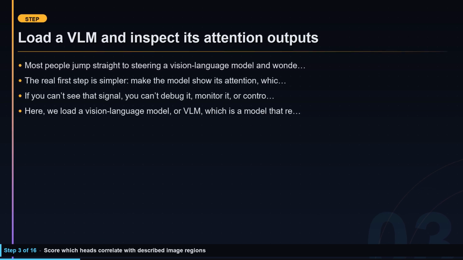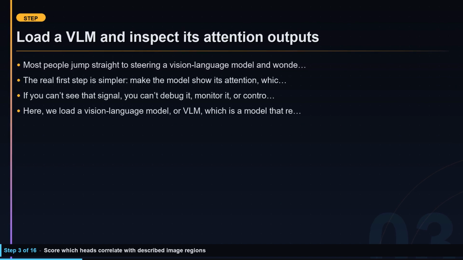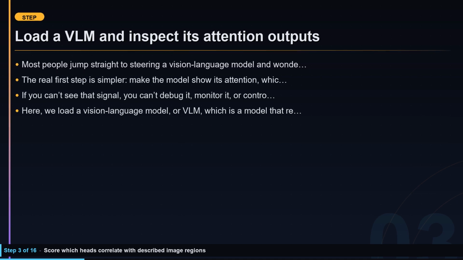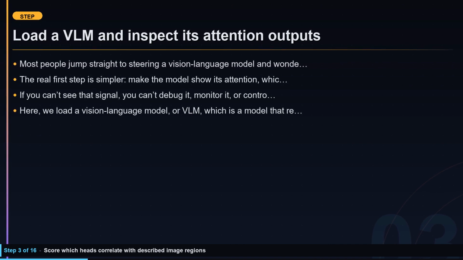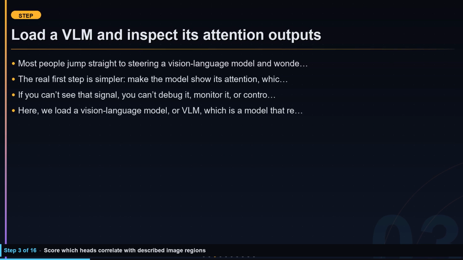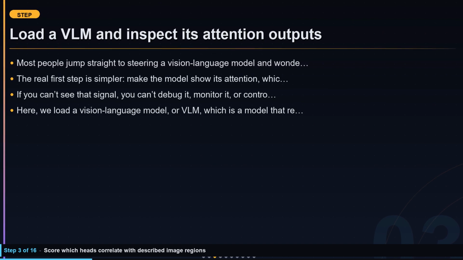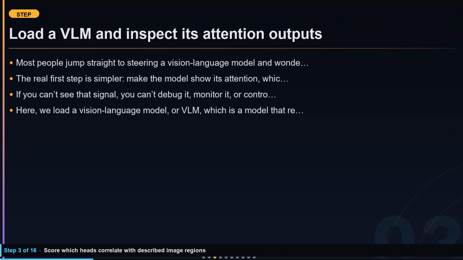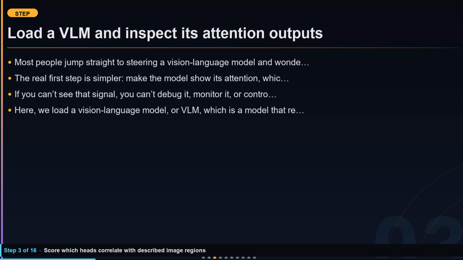Most people jump straight to steering a vision language model and wonder why nothing works. The real first step is simpler. Make the model show its attention, which is the internal weight it gives to different tokens or image regions while it thinks. If you can't see that signal, you can't debug it, monitor it, or control it. Here, we load a vision language model, or VLM, which is a model that reads both images and text. Then we run a forward pass, meaning one normal inference pass with no training, and ask for attention tensors, which are the raw numbers behind those attention patterns.